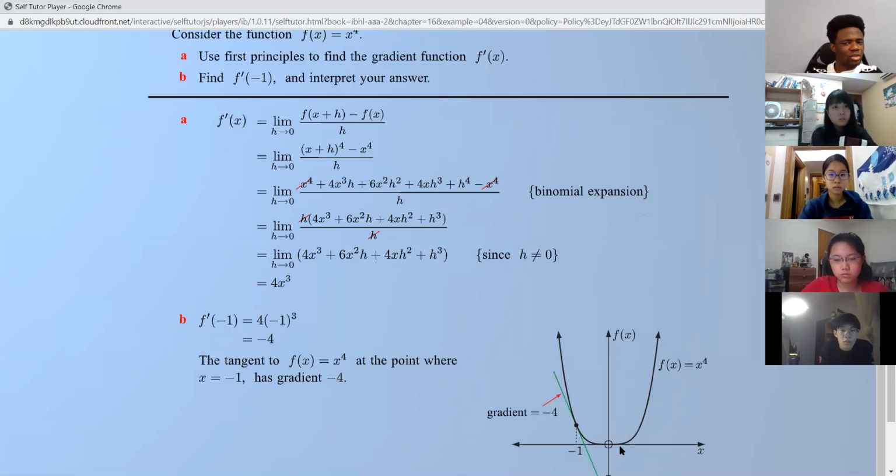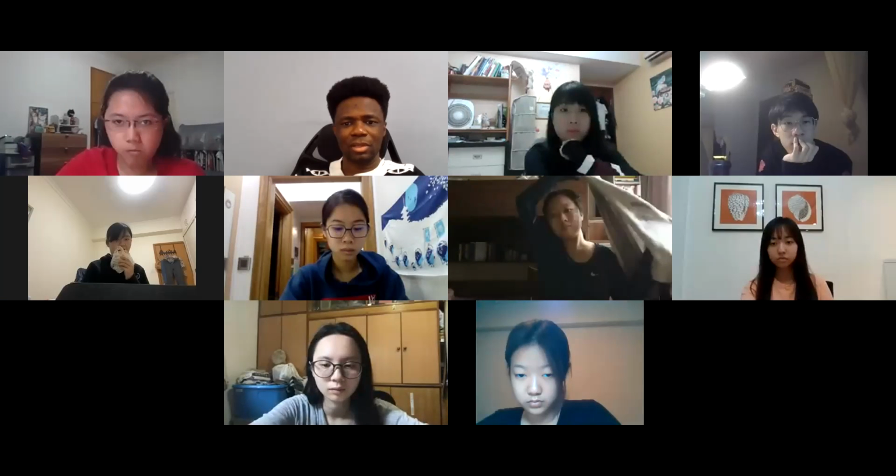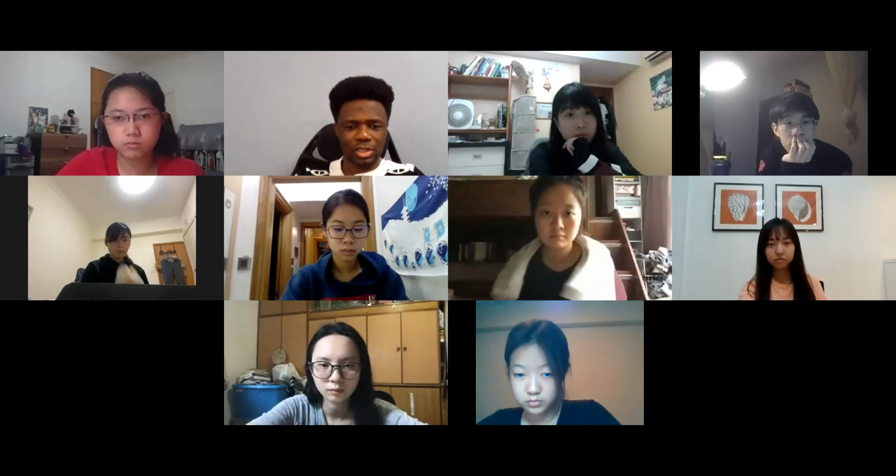Can you see why there's no gradient? There is a change in x, but there's no change in y. Can you see at 0, if you draw any tangent, the tangent will just be your x-axis. That is why we say at the turning point, the gradient is 0. Does that make sense?